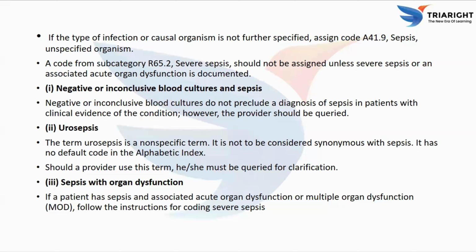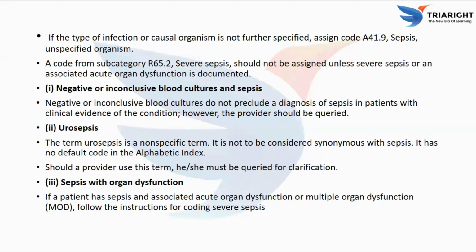So the fifth guideline is sepsis with organ dysfunction. If a patient has sepsis as well as acute organ dysfunction, you have to follow the instructions for coding severe sepsis. When organ dysfunction is documented, the case becomes severe sepsis. You must code the underlying infection, the A40 to A41 series, then severe sepsis without shock or with shock, followed by the organ dysfunction code such as acute kidney failure, respiratory failure, etc. So there is an example.